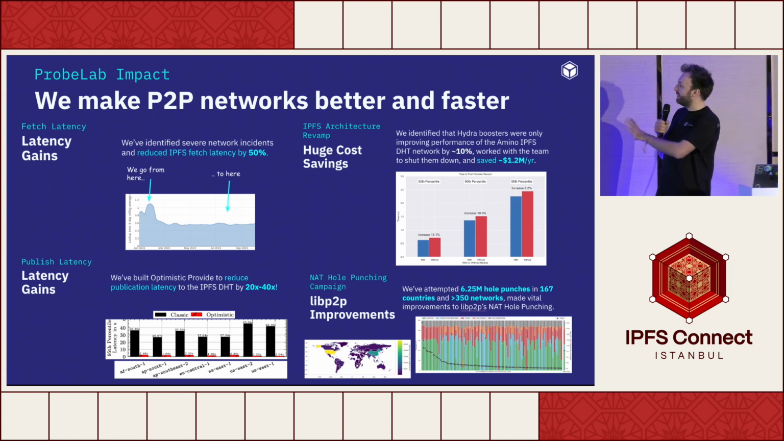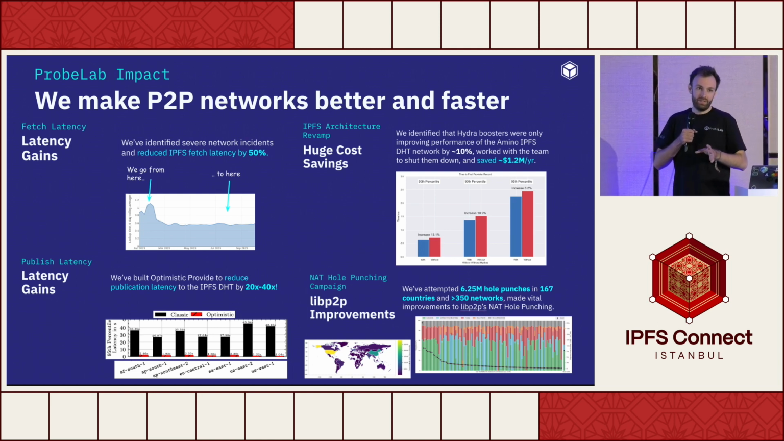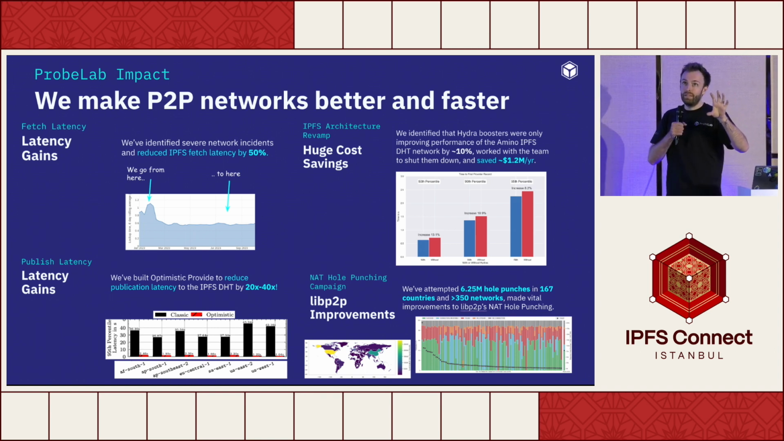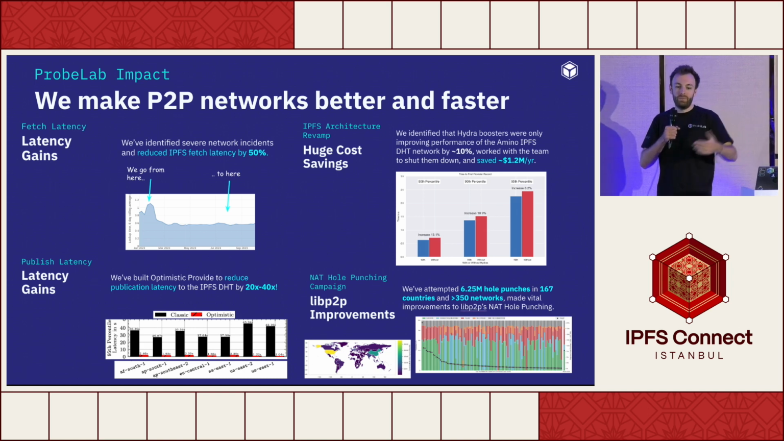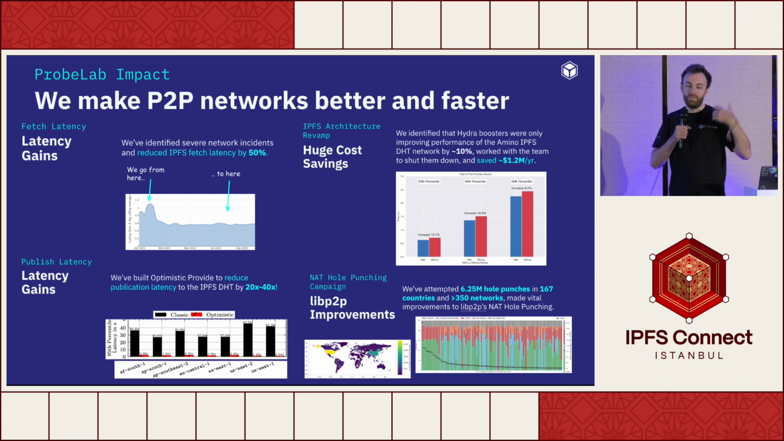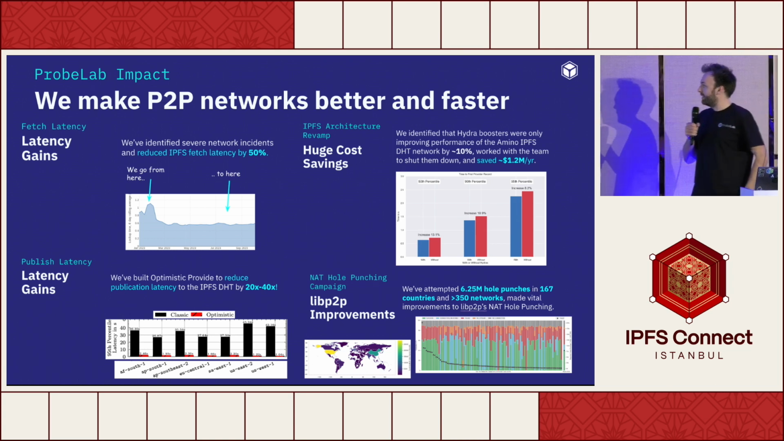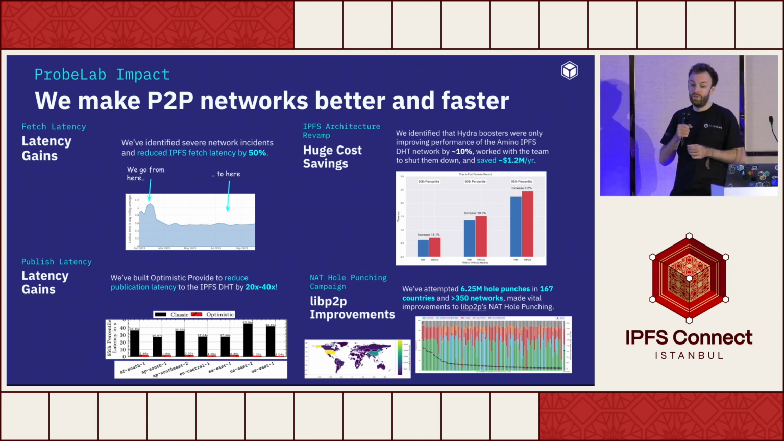And another thing that we did around the same time is we measured the performance impact of the Hydra boosters. I'm not sure how many of you are familiar with the Hydra boosters, but the idea is we place a lot of Kubo or DHT servers into the DHT key space to receive all the provider records in the network, so that we can serve them back to the network at any point in the key space and thus accelerate the lookup performance and publication performance as well.